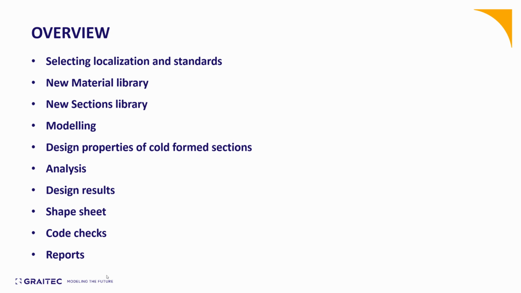And also, I'm going to show you how to check the shape sheet to see and verify the section properties calculated by Advanced Design. We will see the code checks and how you can get them from the software. And finally, what kind of reports we will see in order to make sure about the results and checks that we are performing on cold form structures in Advanced Design.